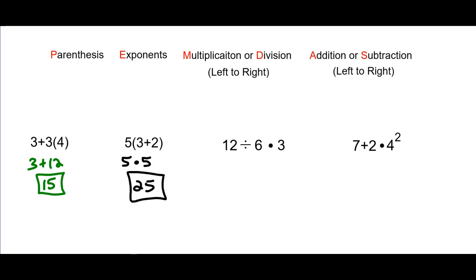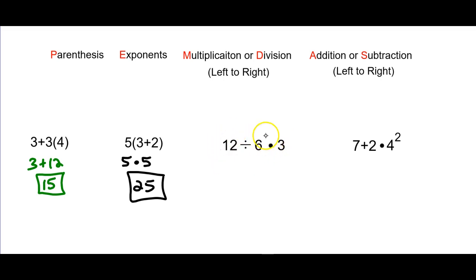I want you to look at this next one. Pause the video and give it a try. All right, I'm assuming you gave it your best attempt there. There are no parentheses here. There are no exponents to worry about. Looking at this, we've got multiplication and division going on.